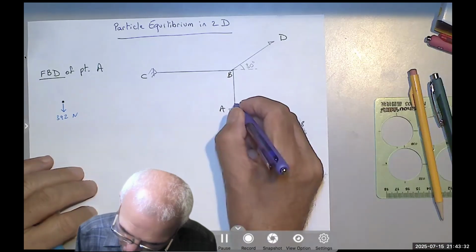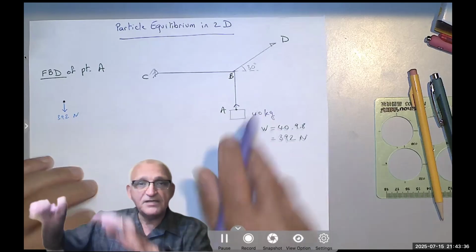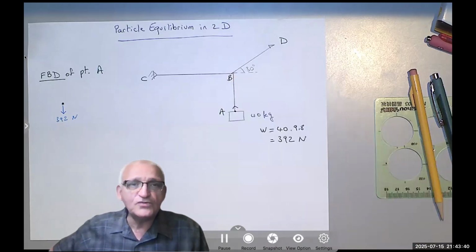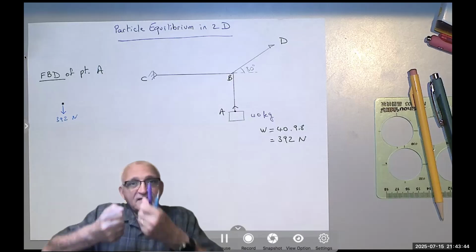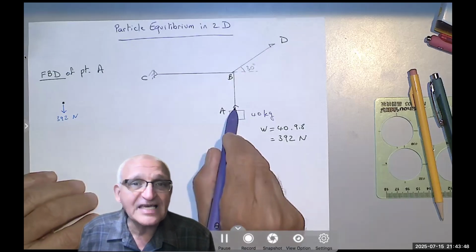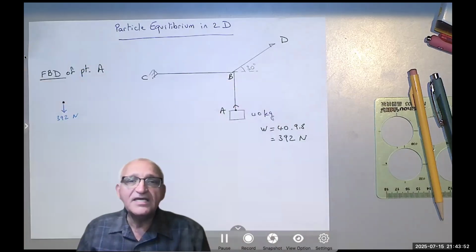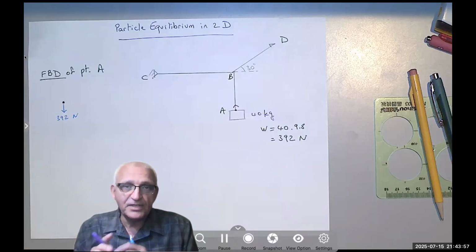There is a force going up here because it's keeping the body from falling down. Why doesn't the body fall down? If I cut the cable, it would fall. So something must have been pulling it upwards. It's this force. It's a force of tension. If the force is going away from the body, it's a tension. If it's going into the body, or into the particle, it's compression.